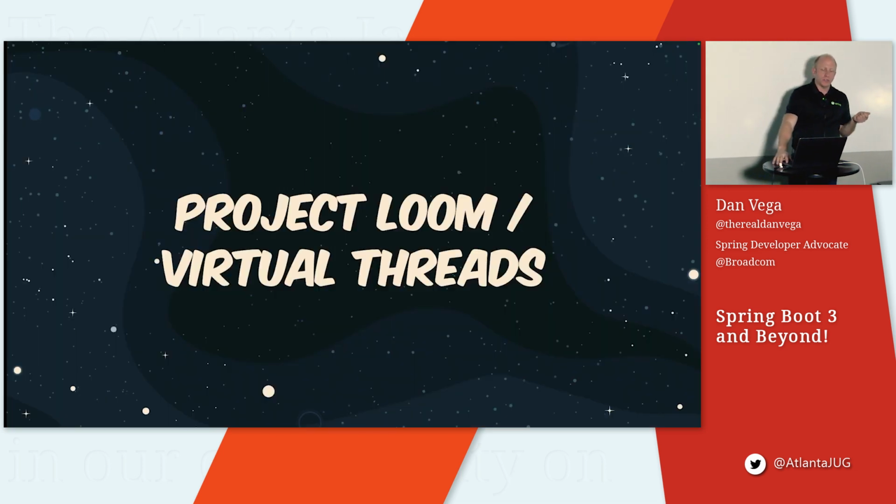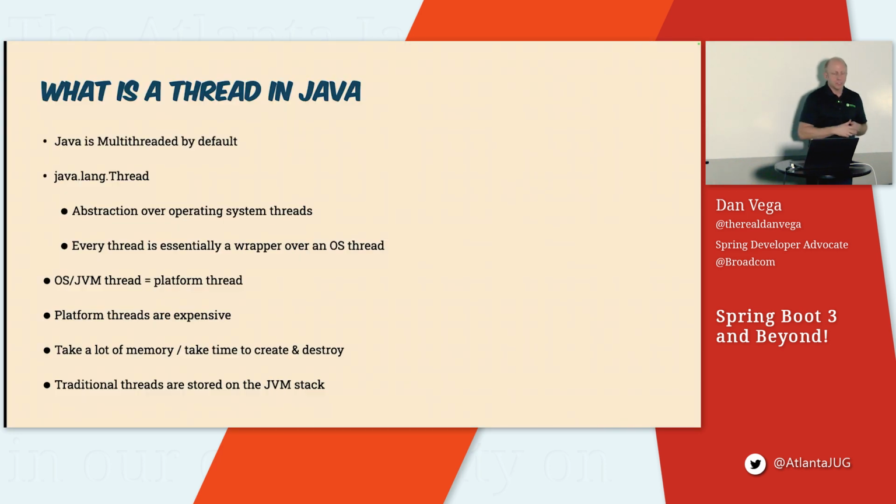Okay, so Project Loom. I don't know about you, but for me, Project Loom, virtual threads, is probably one of the biggest features in the JDK for as long as I can remember, at least for the type of applications that I'm building and that I'm talking to customers about. This is going to be a big deal. So I think we should start with, what is a thread? What is a thread in Java? Really, Java is multi-threaded by default.